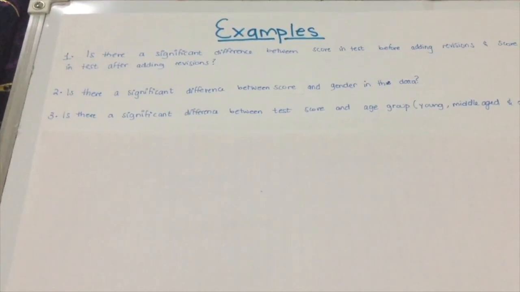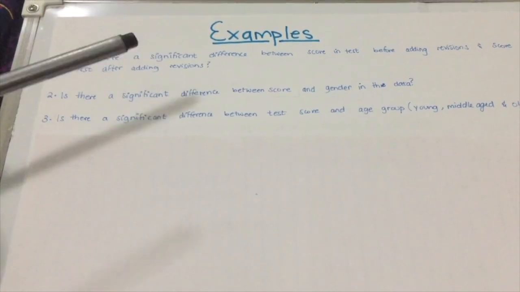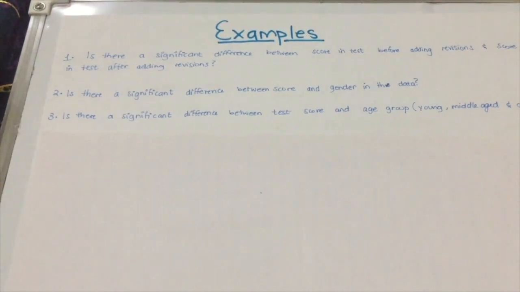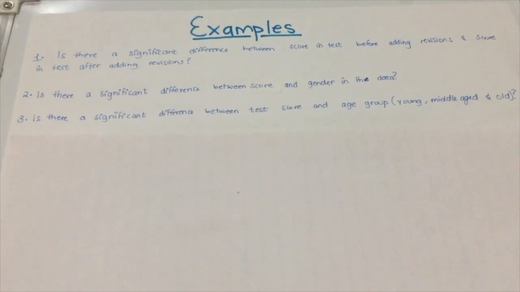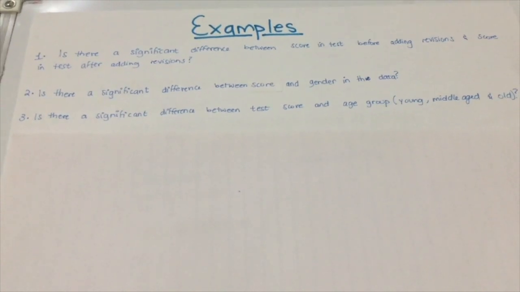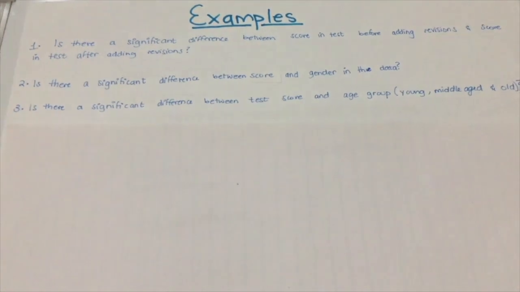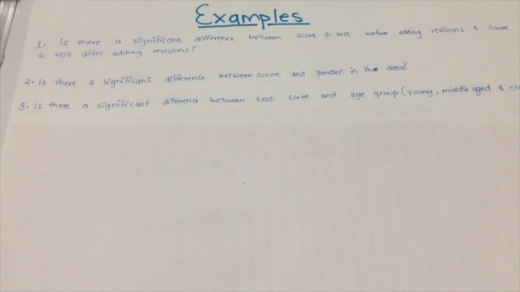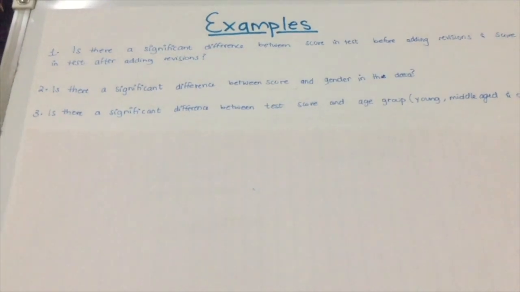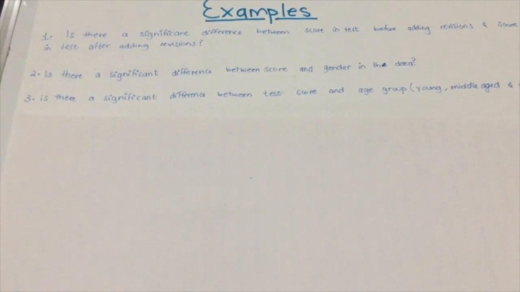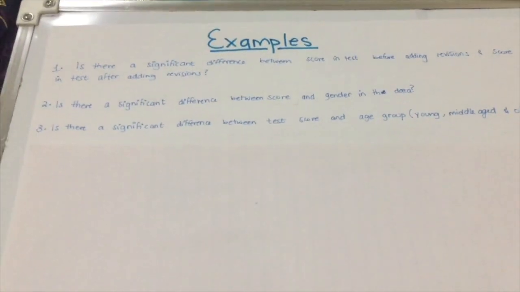Let's go to the second one. We have the question saying, is there a significant difference between score and gender in the data? So the score is a number or mark, and the gender is either male or female. So that means we have two samples in the gender variable, and the score is the one that's quantitative, or the one that is dependent. So that means we're going to be doing an independent sample t-test because it's an independent sample.